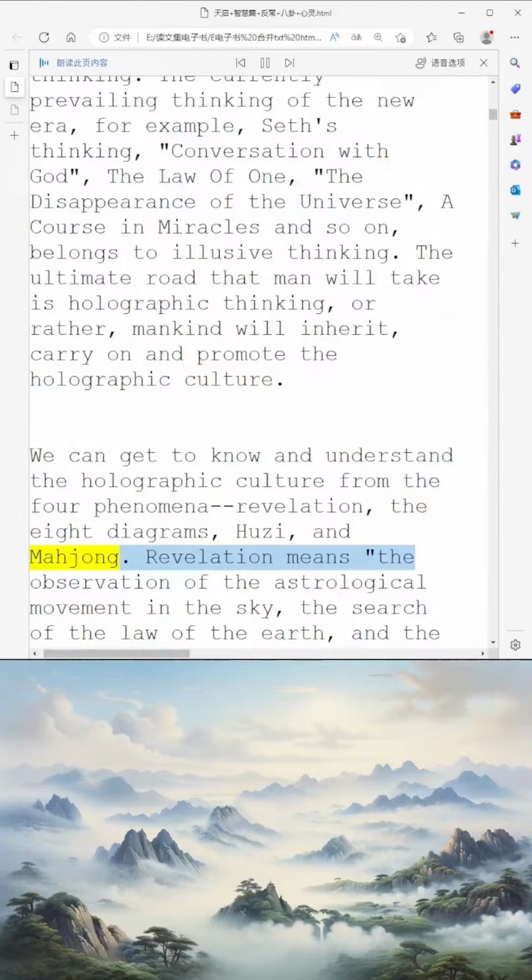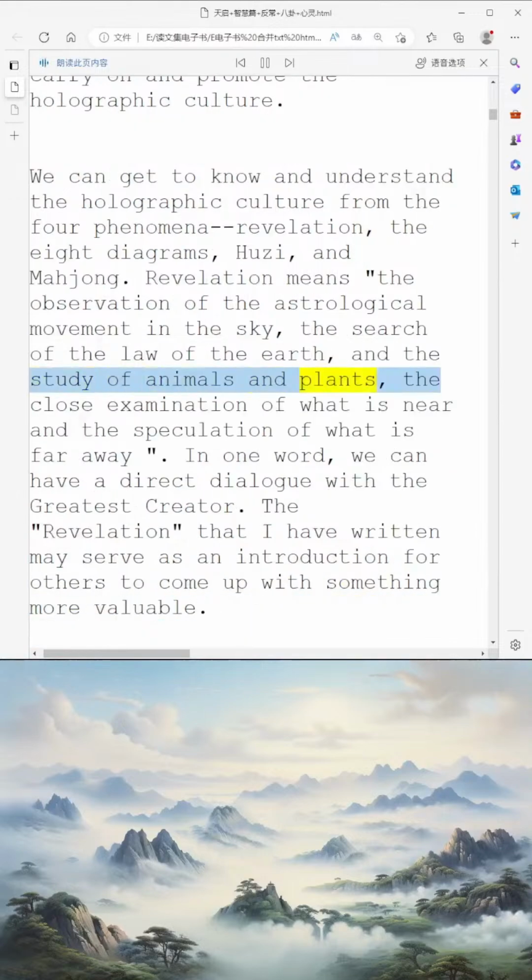Huzi, and Mahjong. Revelation means the observation of the astrological movement in the sky, the search of the law of the earth, and the study of animals and plants, the close examination of what is near and the speculation of what is far away. In one word, we can have a direct dialogue with the greatest creator. The revelation that I have written may serve as an introduction for others to come up with something more valuable.